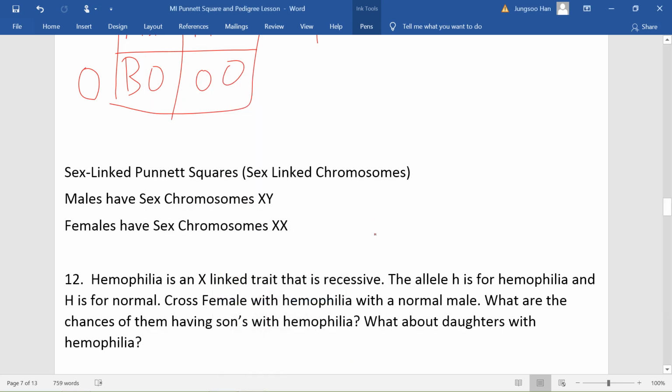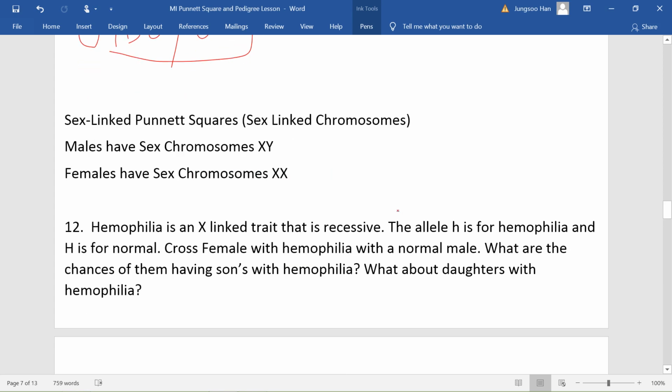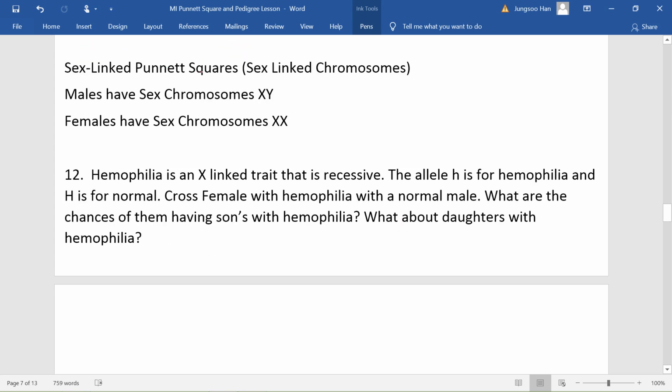Let's move on to sex-linked Punnett squares now. These are different than the autosomal Punnett squares that we've been doing before, because now we're looking at sex chromosomes. Sex chromosomes are different for the genders. Males have sex chromosomes X and Y. Females have sex chromosomes X and X.